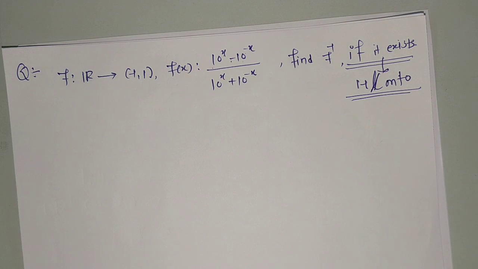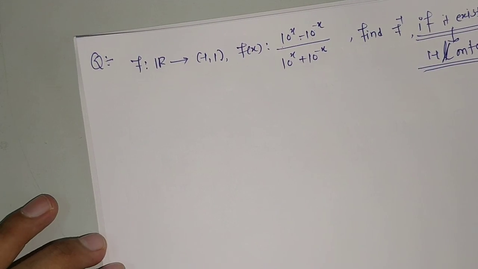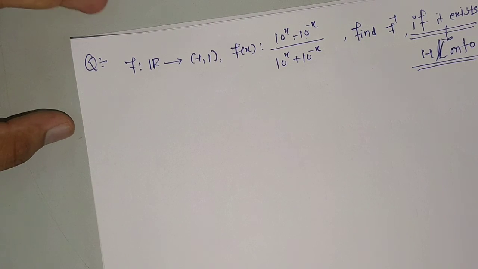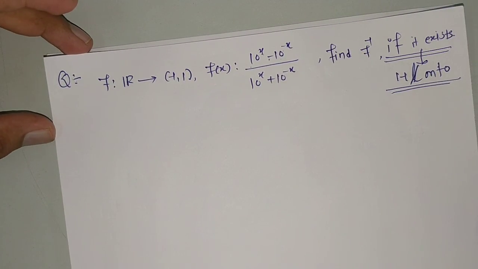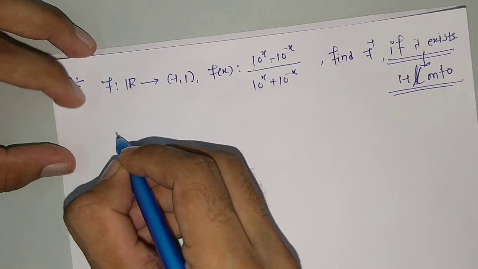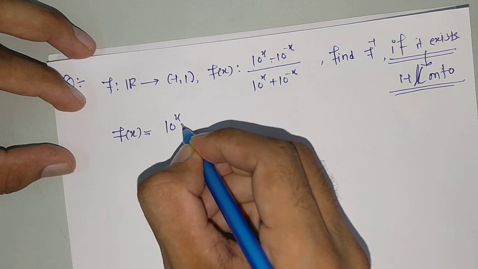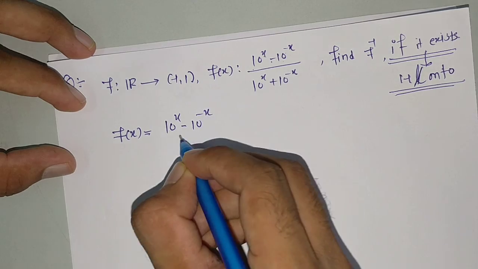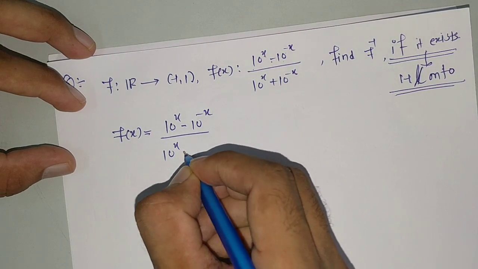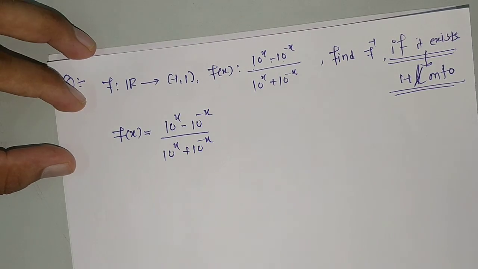If these two conditions are satisfied, then we find f inverse. Okay, so this question is a little bit lengthy, so we try to solve it. The function is given as f of x equals 10 raised to x minus 10 raised to negative x, upon 10 raised to x plus 10 raised to negative x.